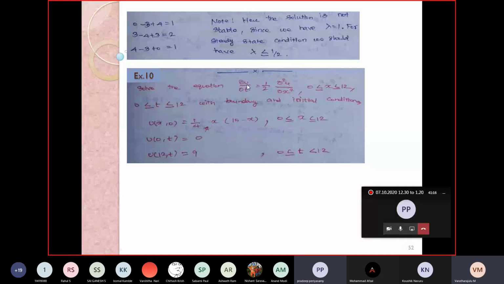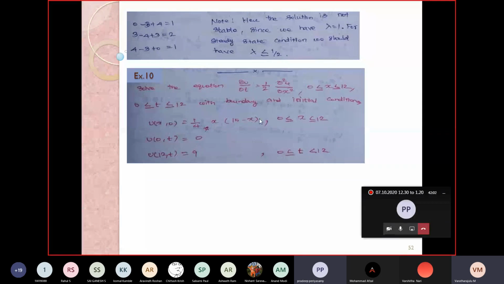See here, we need to rearrange in order to find a. The term a is associated with ut. Here ut is equal to 1/2 uxx, with x varying from 0 to 12 and t varying from 0 to 12, with the boundary and initial conditions. When t is equal to 0, it should be the x-axis. We have some certain relation given.